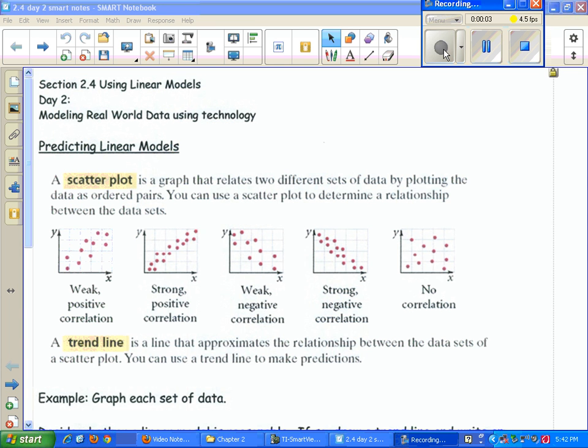Section 2.4, Day 2, Modeling Real-World Data Using Technology. So today what we're going to do is we're going to use our calculator to help us make scatter plots to find the trend line.